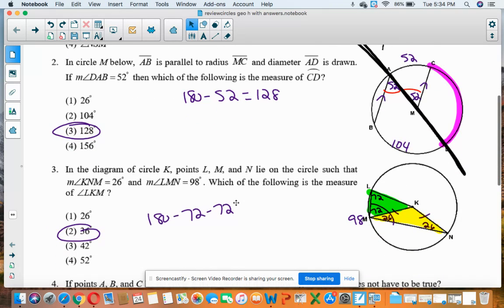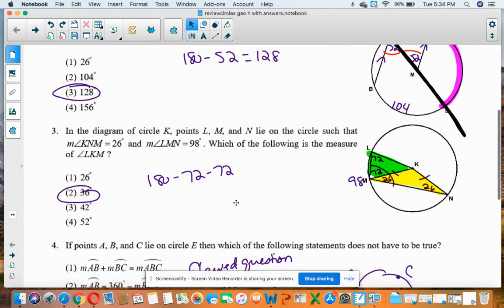Okay. Number 3, I have some isosceles triangles going on in number 3. So they told me that this angle right here, where my cursor is, is 26. The yellow triangle is isosceles because those are both the radius of a circle, so that makes this angle 26 right here. They also told me angle LMN is 98, so LMN is right here. So it's these two angles together is 98. I wrote the 98 out here. 98 minus 26 is 72, so that's how I got this right here to be 72.